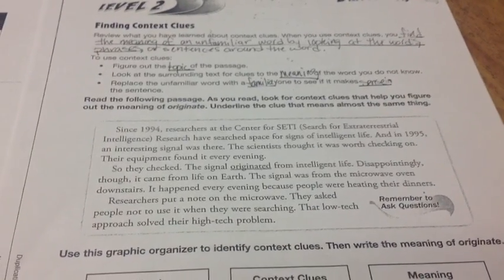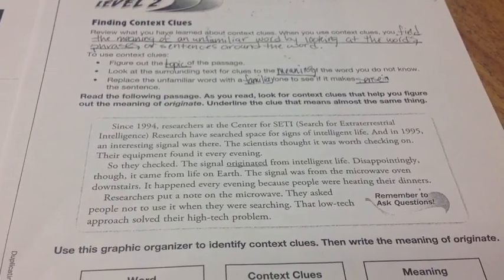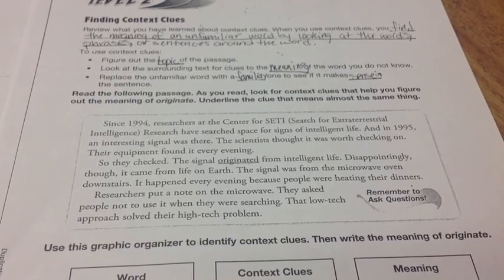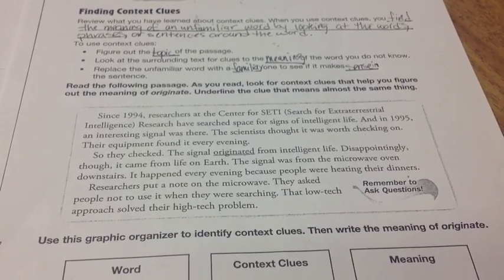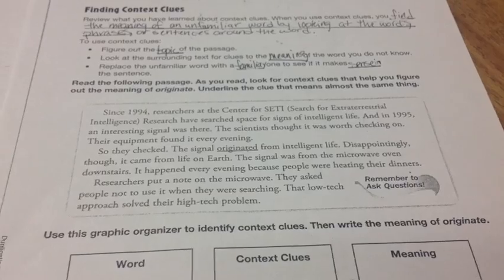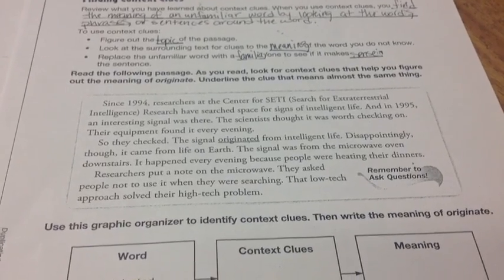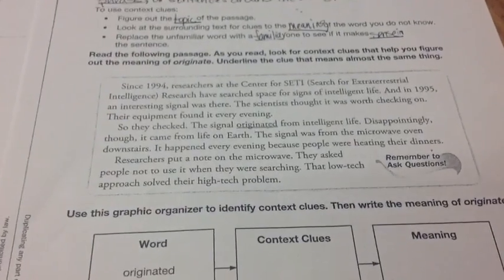It says, read the following passage. As you read, look for context clues that help you figure out the meaning of originate. Underline the clue that means almost the same thing. Okay, so we're looking for the meaning of originate. Let's go ahead and read the paragraph.